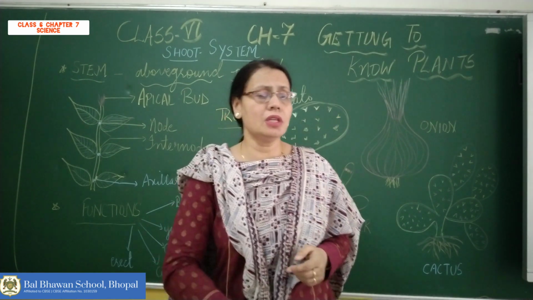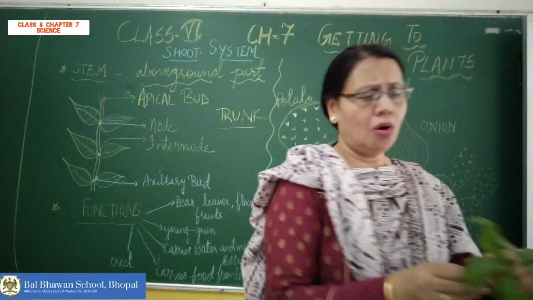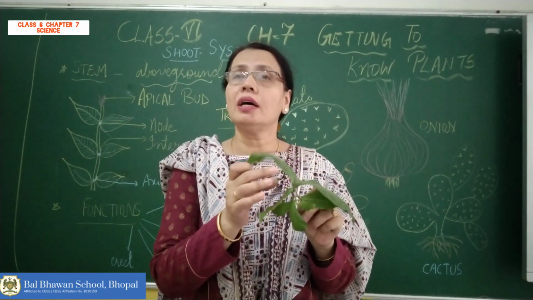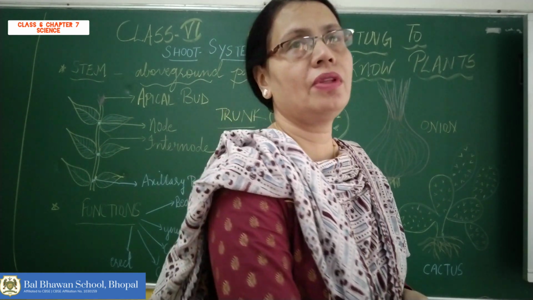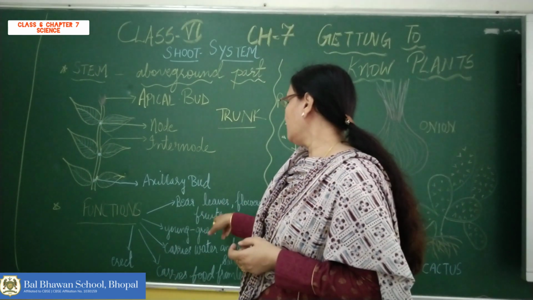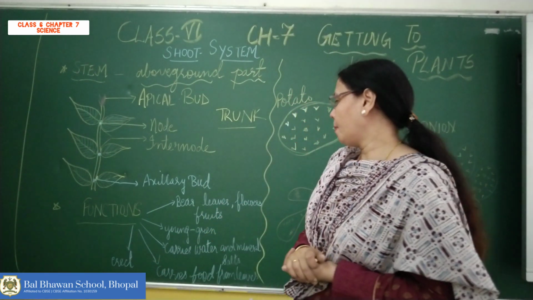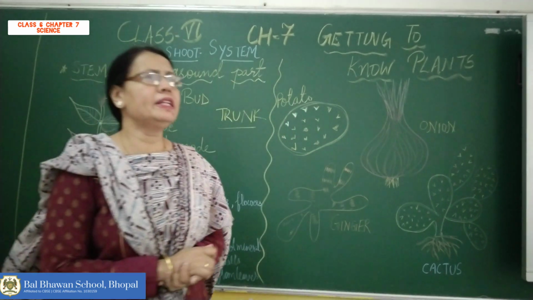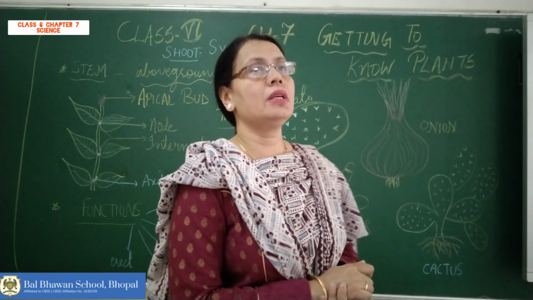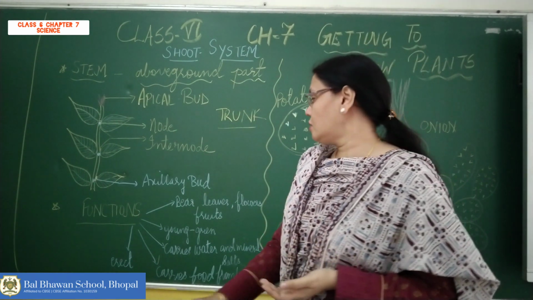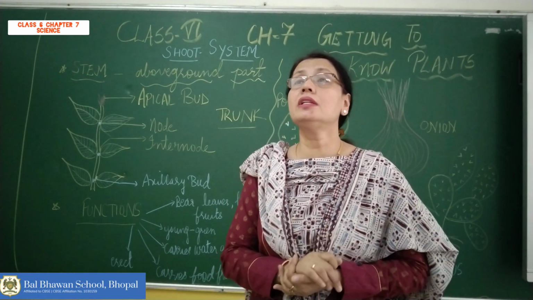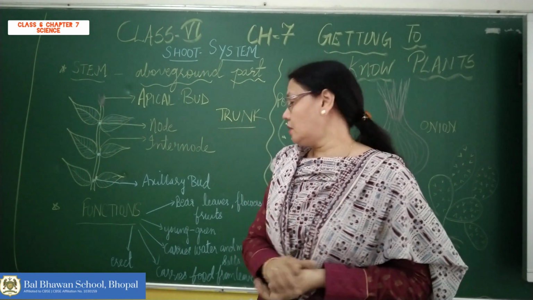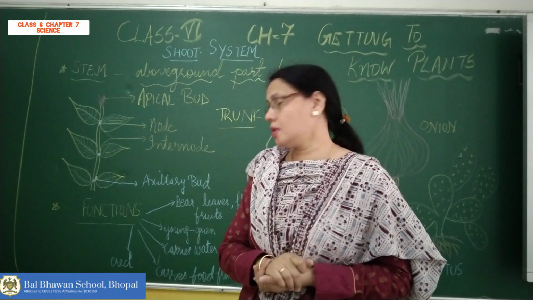Second, I have just shown you this. On this, you find that branches and leaves are there. So the stem is that part of the plant which bears leaves, flowers and fruits. Then in some plants, for example, when it is green in color, it performs the most important function, that is photosynthesis.